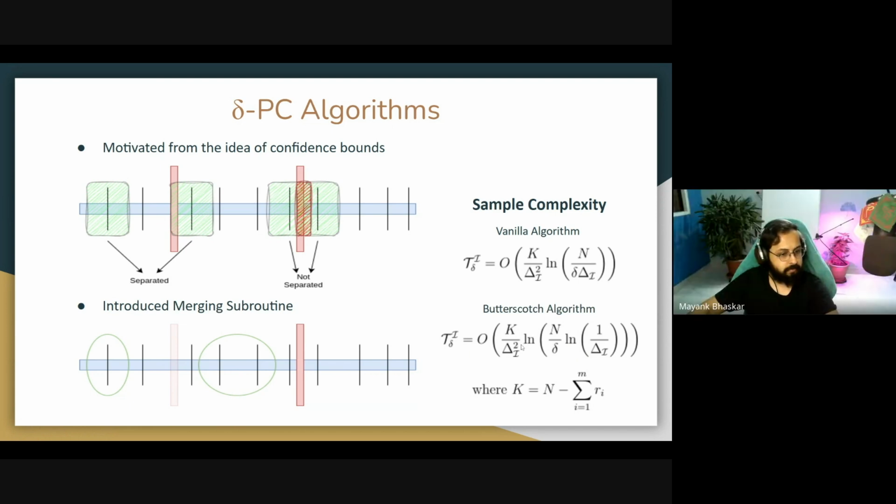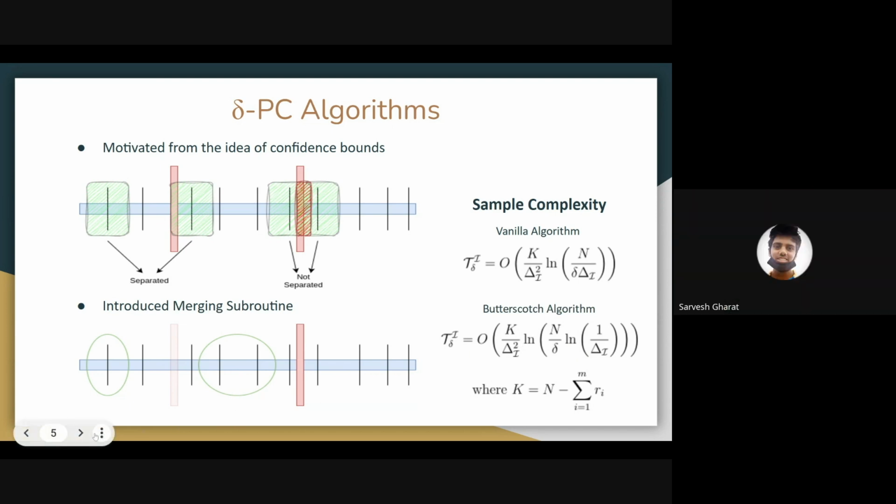Yeah, I think so. If there are still doubts, it could be like, at a particular time t, if these are the bounds for the vanilla algorithm, then this will be the bounds for the butterscotch algorithm. Because of this tightness of the bound, it performs better because it will eventually identify the arm immediately compared to the vanilla version.